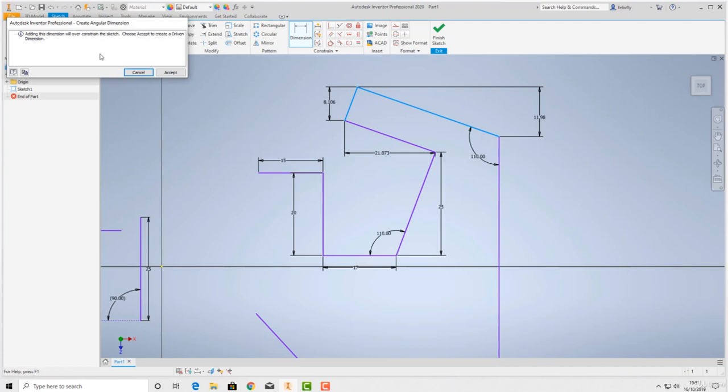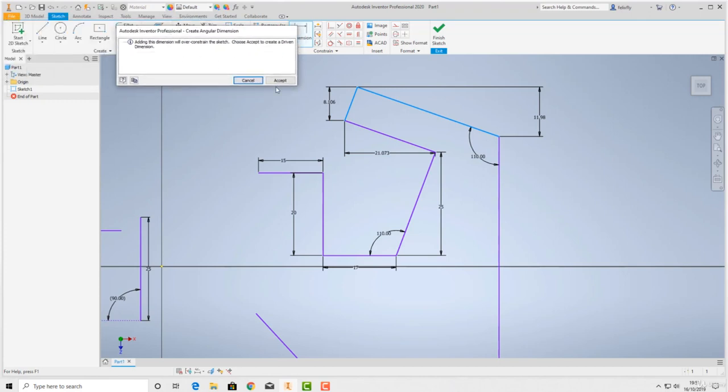Inventor will come up with this message. This message will be so familiar to you. It's not a bad message. It's actually trying to save you work. It's saying adding this dimension will over-constrain the sketch. What does that mean? It basically means you've already dimensioned this. You're trying to dimension something and you've already told Inventor what it is.